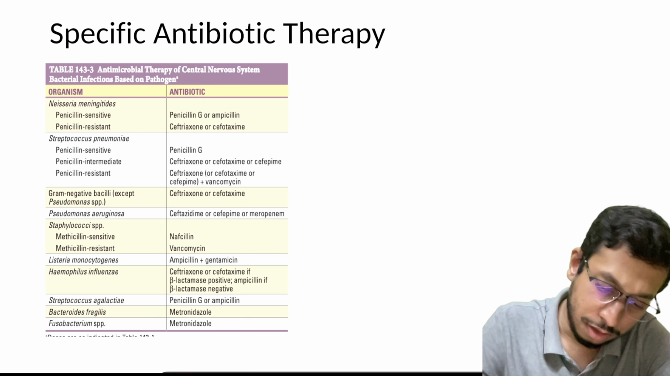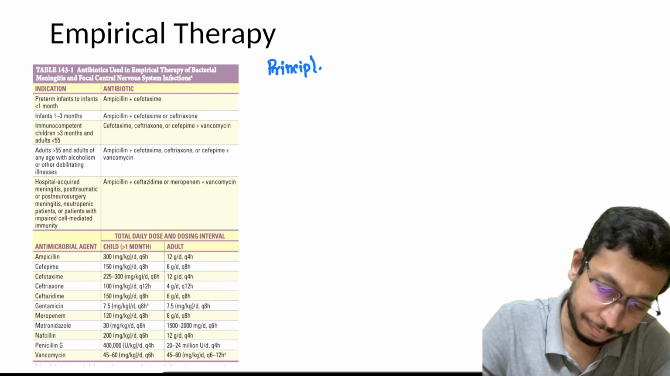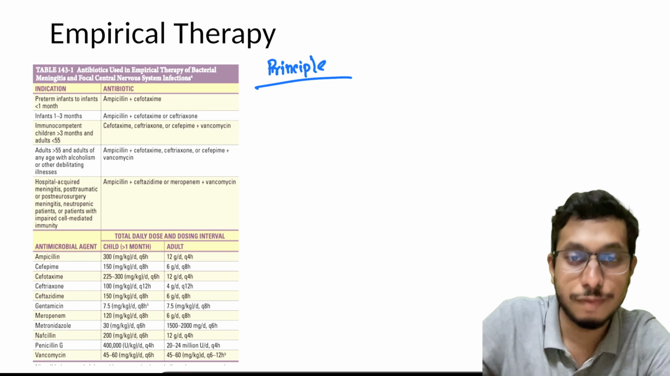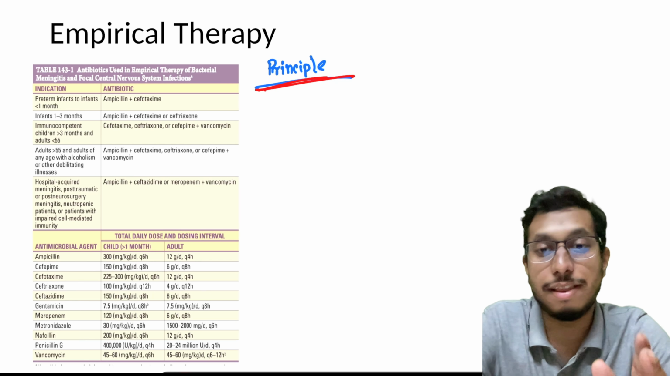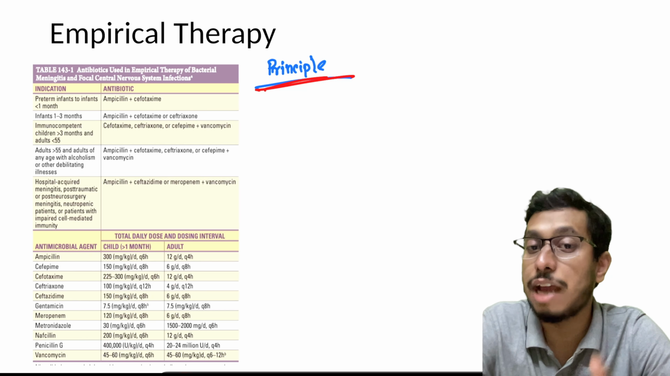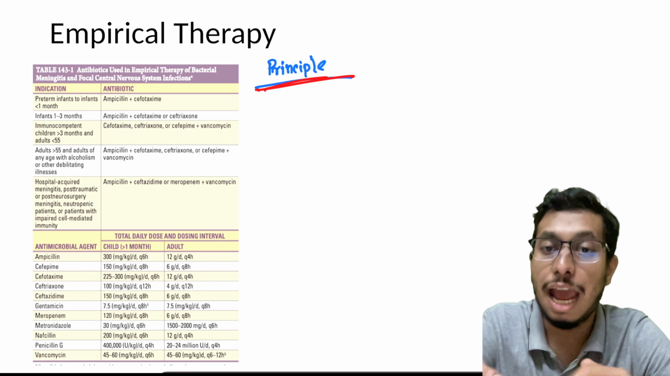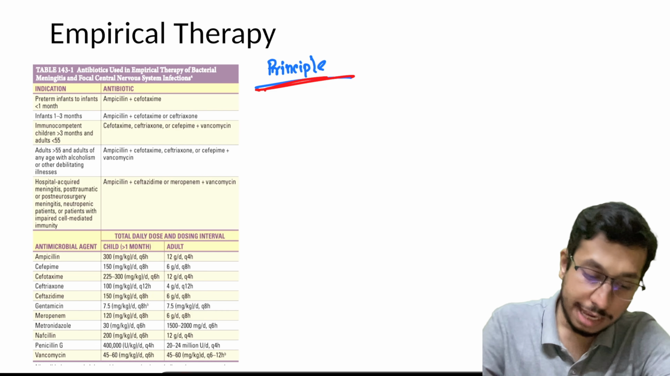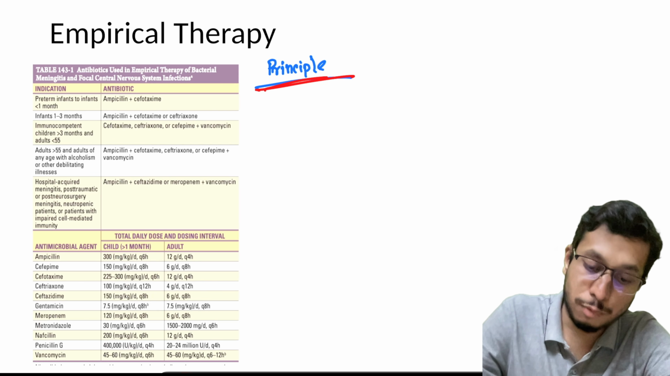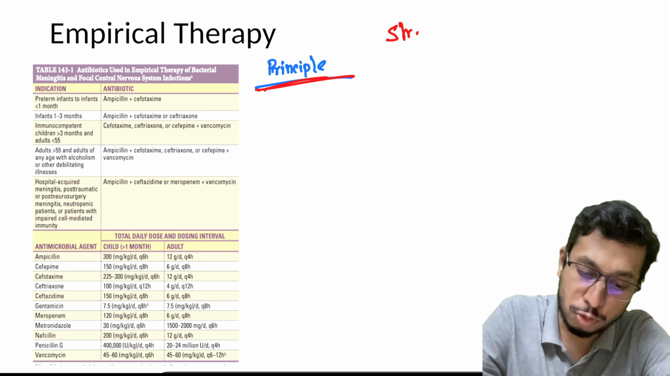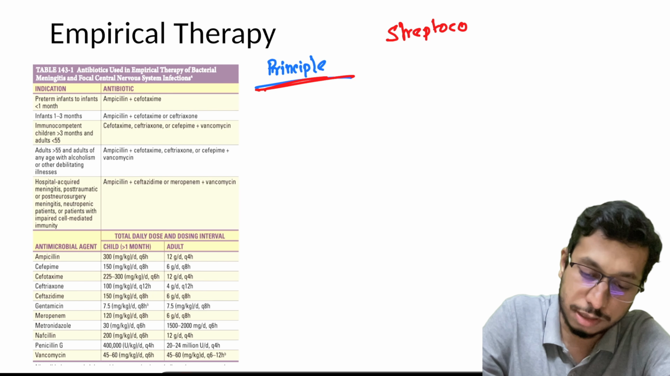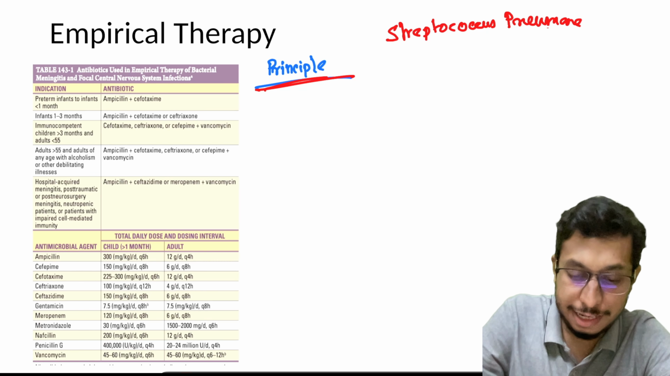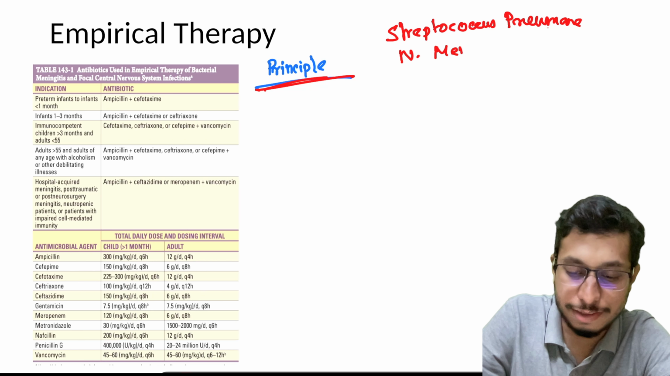Principle of therapy. So principle of therapy for us is, this is a medical emergency, right? So antibiotics should be started within 60 minutes of arrival and start empirical therapy before the CSF is available. So while guiding the empirical therapy, remember the two most common pathogens for us are Streptococcus pneumoniae and Neisseria meningitidis.